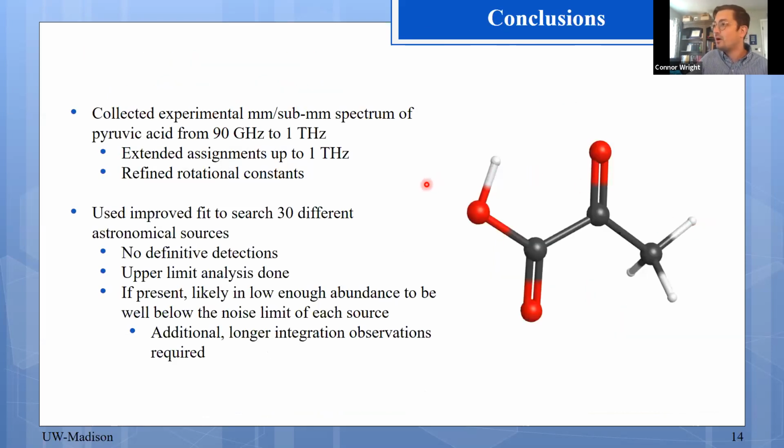So just to wrap up, we were able to collect and extend the experimental spectrum up to 1 terahertz and refine the rotational constants. And then we were able to use that improved fit to search in 30 different very unique astronomical sources. Unfortunately, to no avail, but we were able to do upper limit analyses, meaning that if pyruvic acid is present in these sources, it's likely in very, very low abundance, and additional longer integration observations are required for definitive detection in any of these sources.